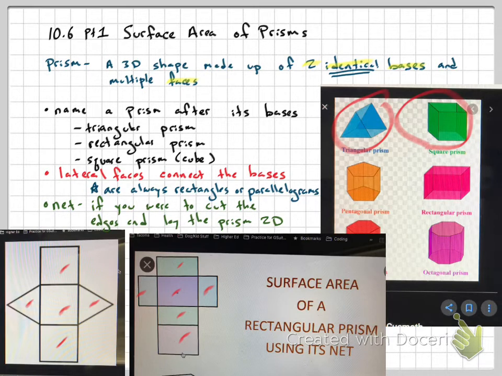Lateral faces, or just the faces, connect the bases, and the lateral faces for us will always be rectangles. And a net is when we take that three-dimensional figure, cut it apart, and lay it flat on a surface. Okay.